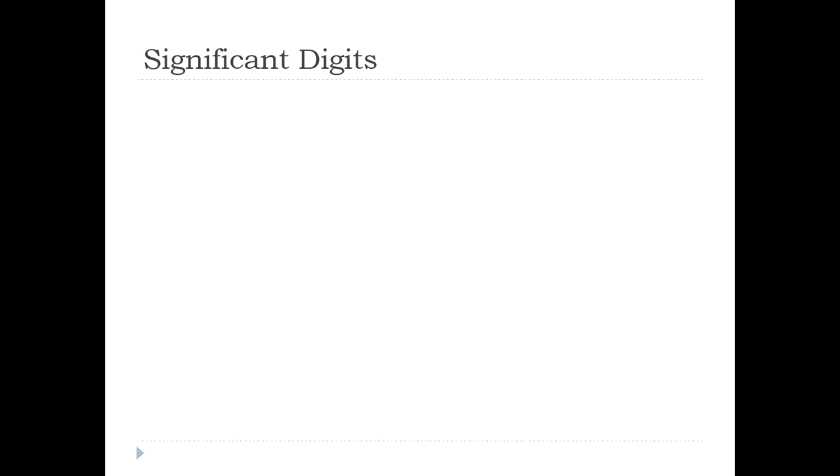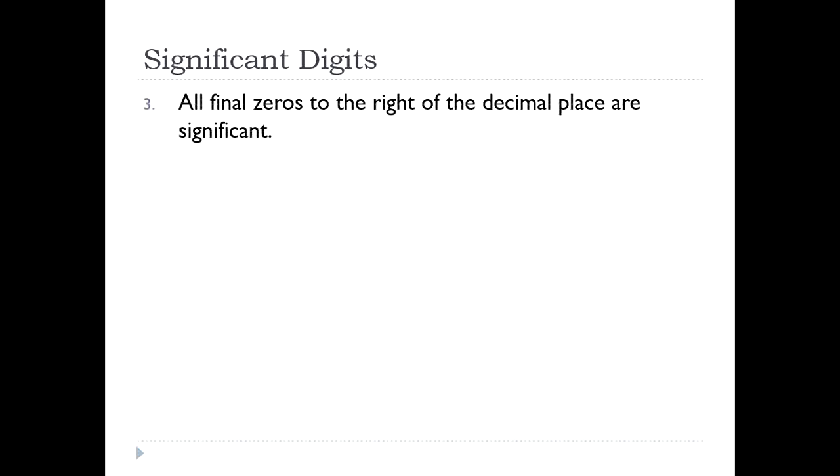Let's take a look at the third rule. All final zeros to the right of the decimal place are significant. So we have zeros, they come at the end of the number, and these numbers have decimals. So when we have a number like this, all the numbers will be significant. So again, counting it left to right, we have 5 significant digits on our left, and again, we have 5 significant digits for our right number.